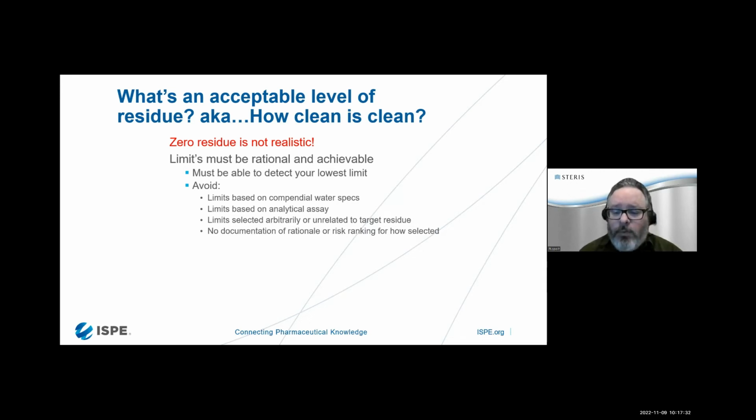So those are some things to watch out for. Now you can go through and set health-based exposure limits and then default to a compendial water spec, or default to the analytical method that's used, or default to an expected value based on your process capabilities. But you do not want to immediately go to that approach without having an understanding of the risk of that previous product to the next product that's being produced.